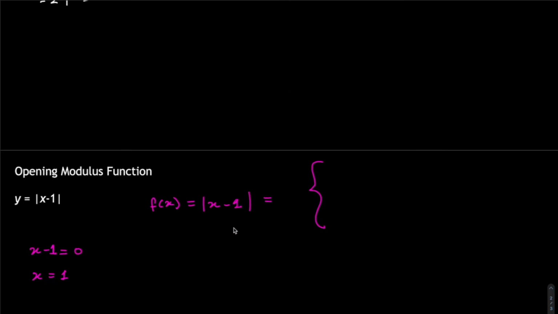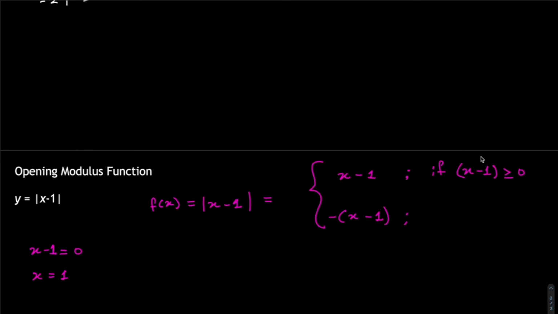So what happens is I'm gonna have one positive version of the graph, one negative version of the graph. So I'm gonna have x minus 1 and minus of x minus 1, like this. Now when is it going to be the cases? So it's going to be if my x minus 1 is going to be greater than or equal to 0.